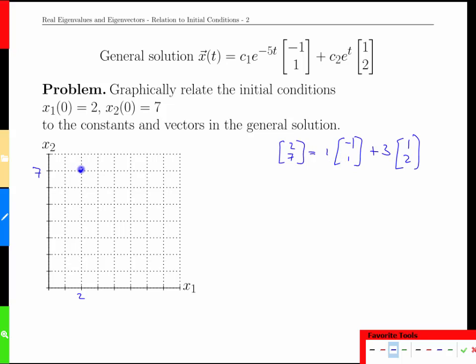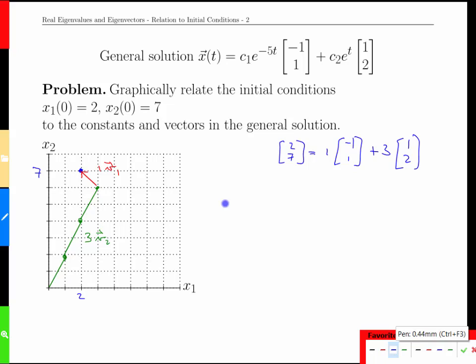We've got a point here, and we have a vector. Let's do the 1, 2 vector, it's easier to see. 1, 2 is there, and then it would stop. Then we do another 1, 2, and then another 1, 2. So we have 3 copies of that vector. And then we have the 1, negative 1. Draw that in red. That is 3 of our second eigenvector plus 1 of our first eigenvector. Altogether, that gets us to our initial condition.